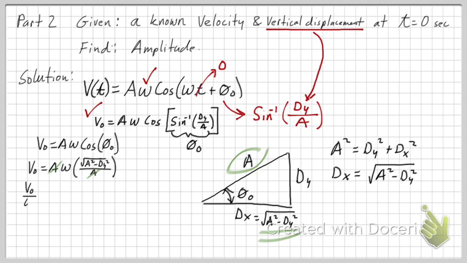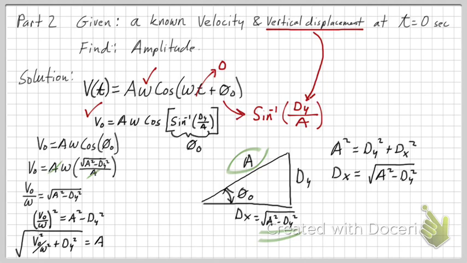And those cancel, and I'm going to divide both sides by omega, then square both sides, then isolate amplitude and take the square root of both sides, and I get this garbage. Ouch. Okay, bear with me. There is an easier way.